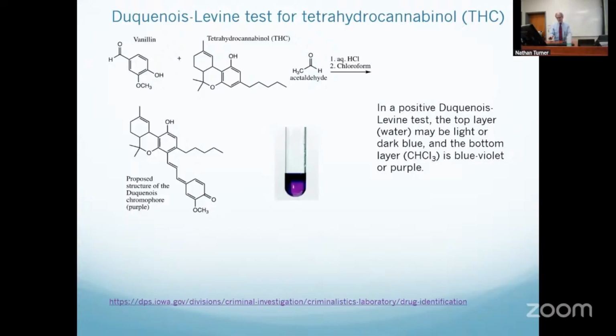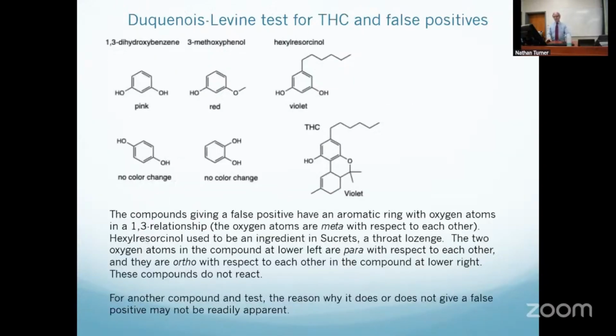Okay, but now let's look, for example, at hexyl resorcinol. This used to be the active ingredient in Sucrets, a throat lozenge. Well, it gives a violet color also. And the two other substances I've shown on the top line here give either a pink or red color, which might be considered a positive result also. Whereas the substances on the second row, no color change for those substances.